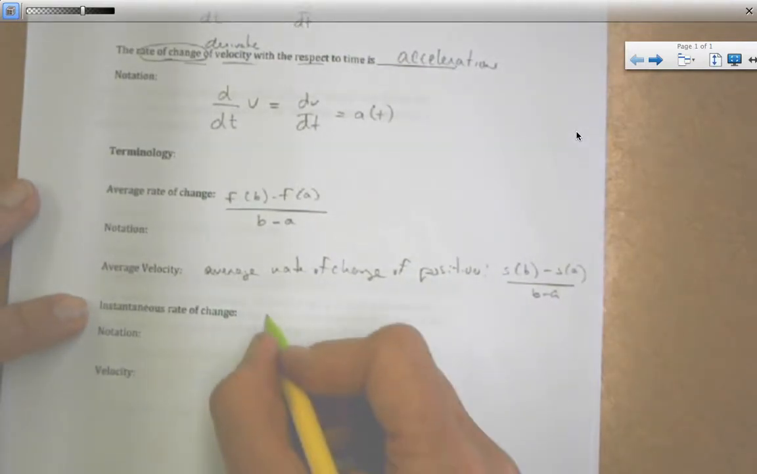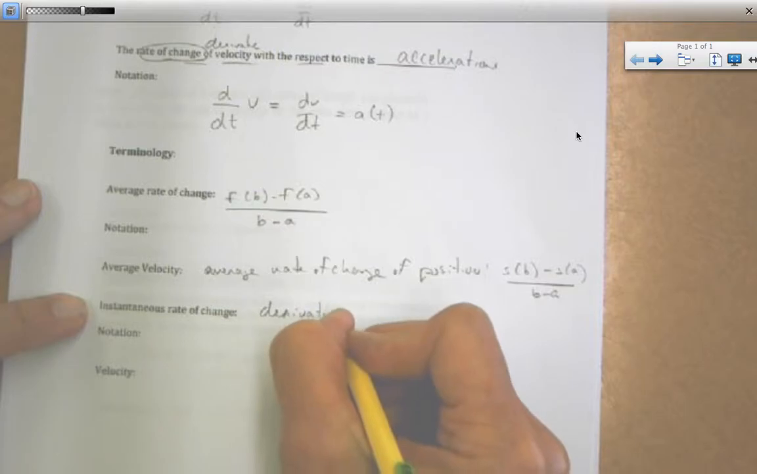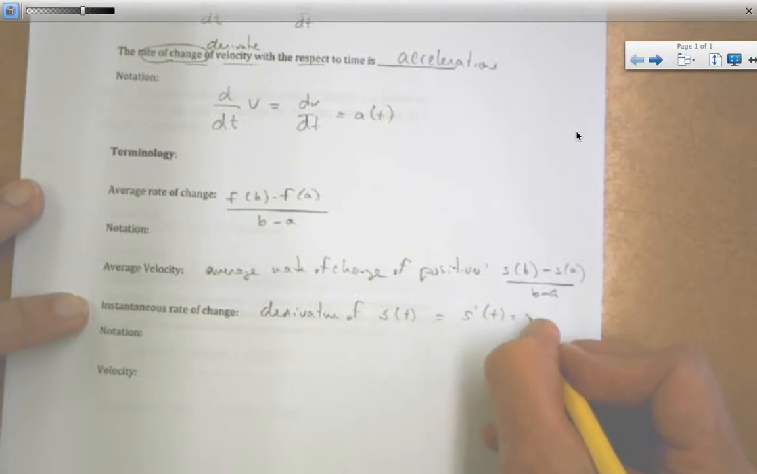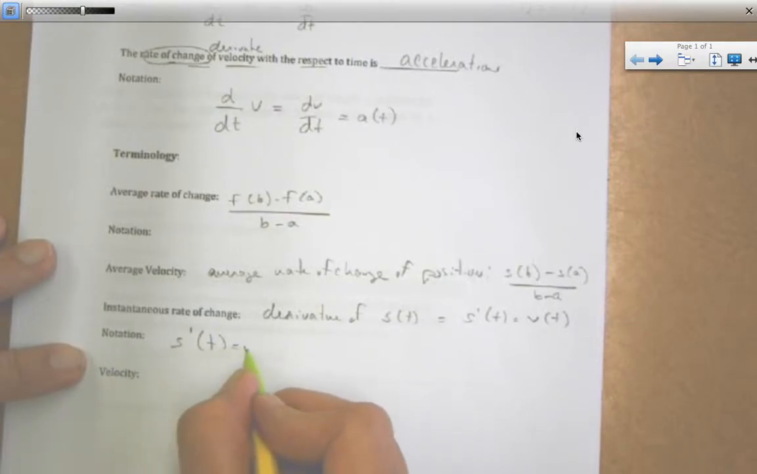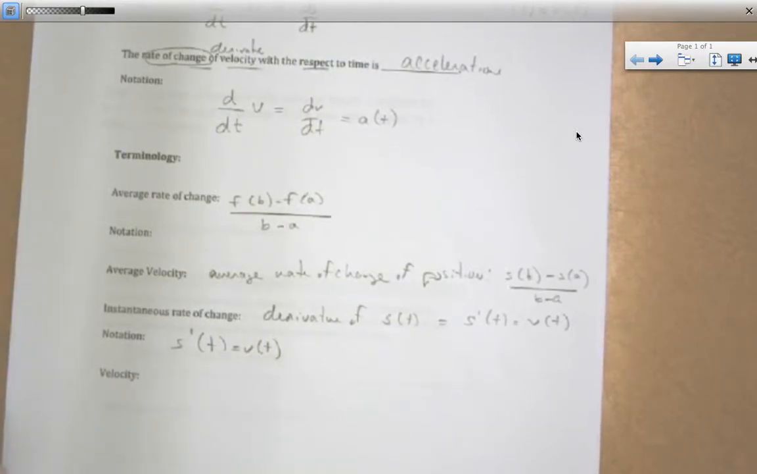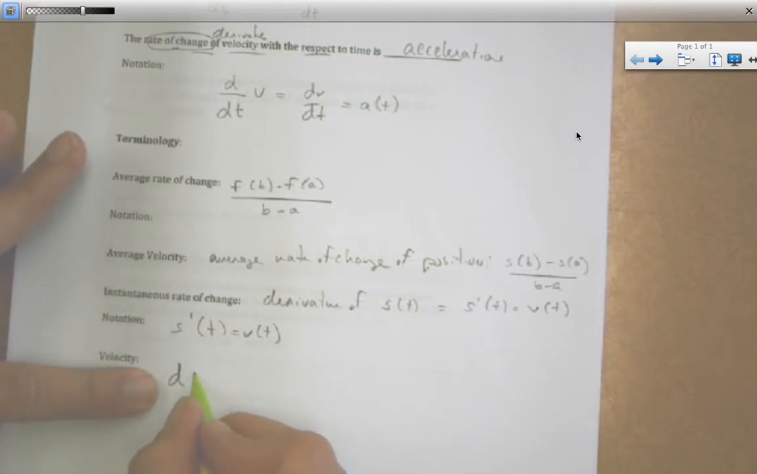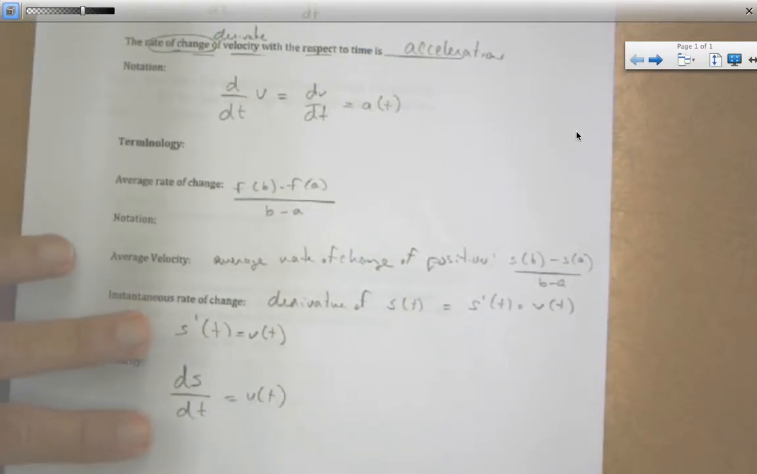Instantaneous rate of change is the derivative of position, which is velocity. So its notation is s prime of t, which is velocity. You will see us start using this notation also. The instantaneous rate of change means I take the derivative of position with respect to time. So be ready for that type of notation also. These two symbols mean the same thing.